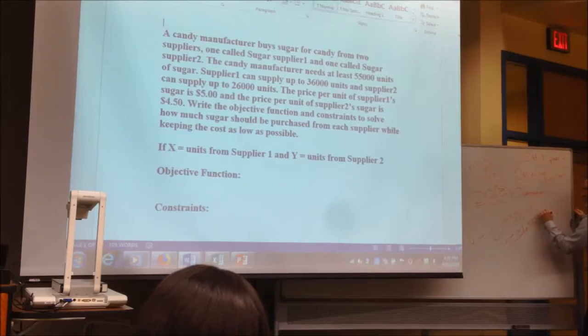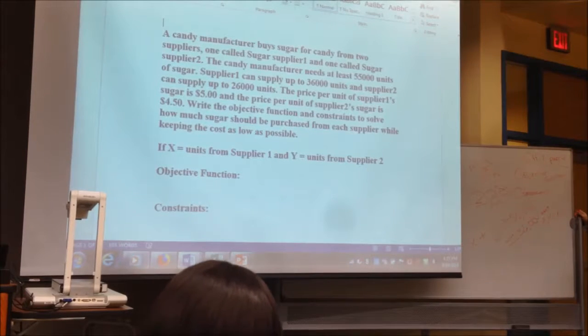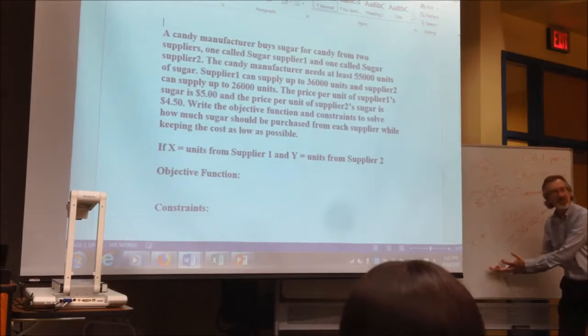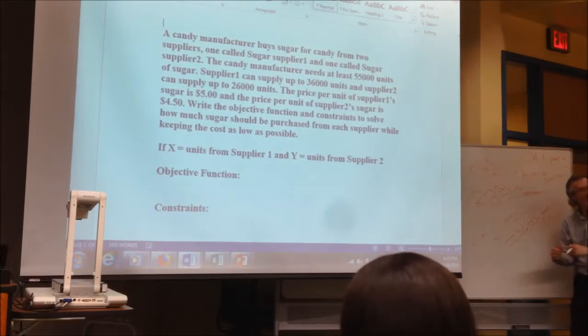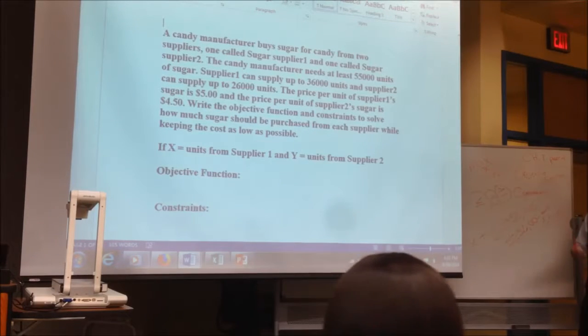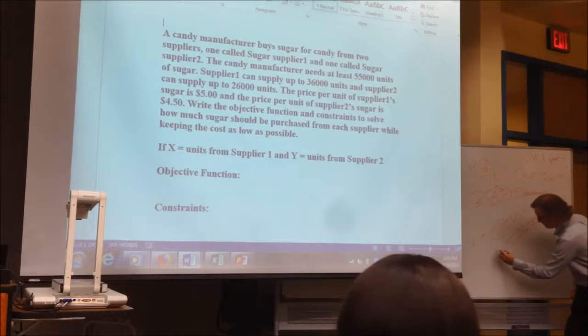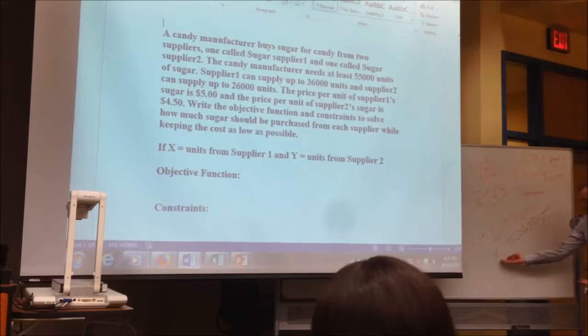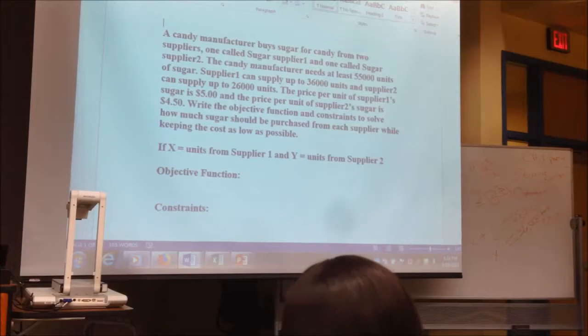36,000, and that's units? Not $36,000 worth, right? Units? So the left side's got to be in units. I need variables that will say to us, supplier 1 has to be less than or equal to 36,000 units. There's already a variable, X, that represents the number of units from supplier 1, so we'll just put an X there, less than or equal to 36,000 units.